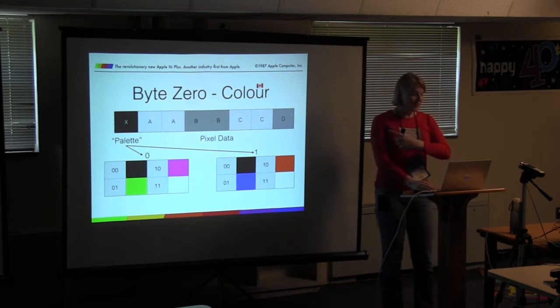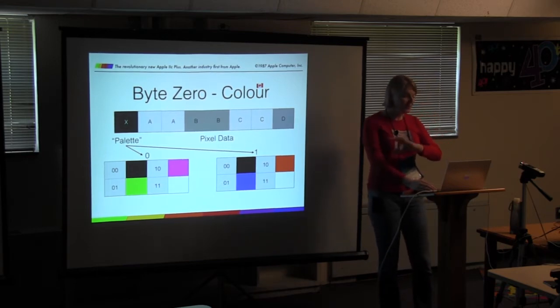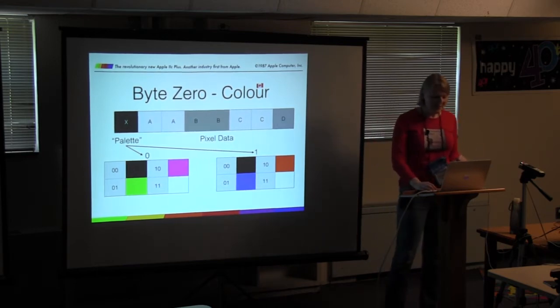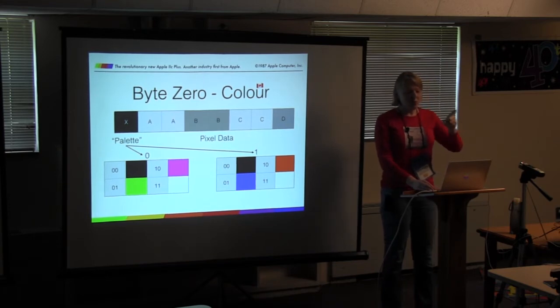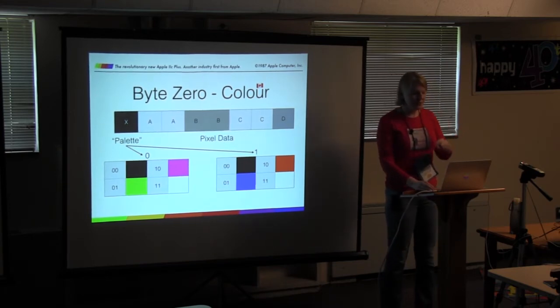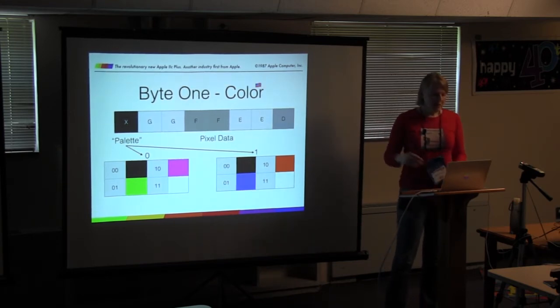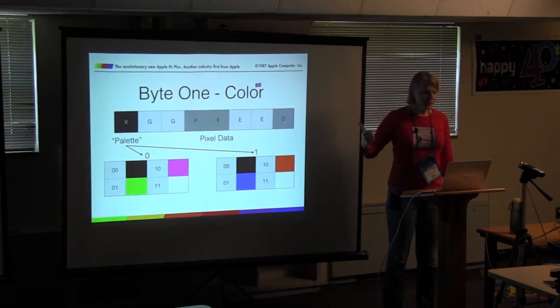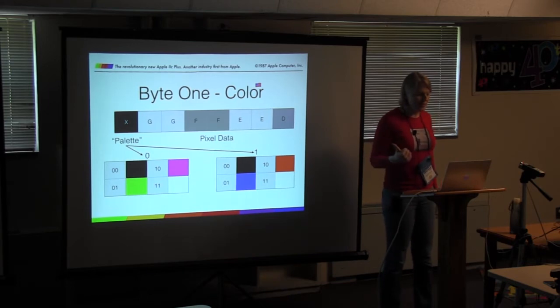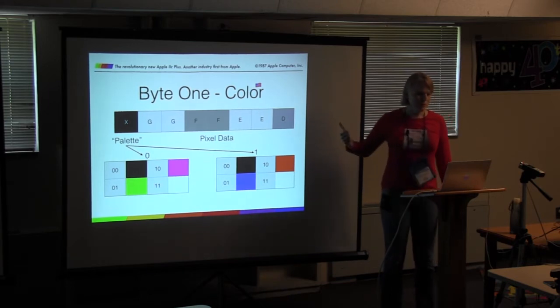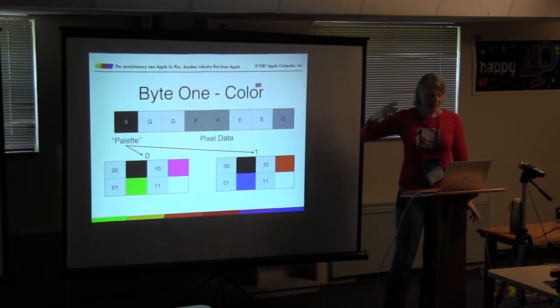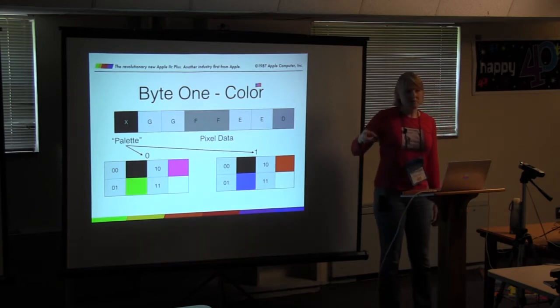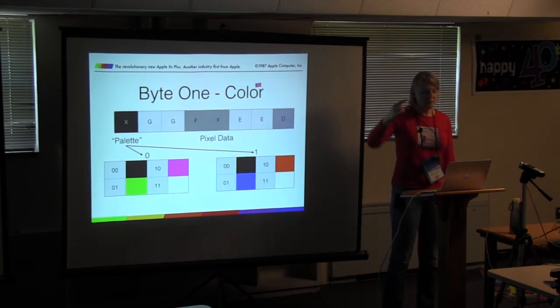All right, so that's byte 0. So far, so easy, right? Piece of cake. Now let's look at byte 1. So the byte next to it, still on the first row. Byte 1 in color now looks like this. It looks very much like byte 0, except you notice that it is reversed. So odd numbered columns, the bits are reversed.